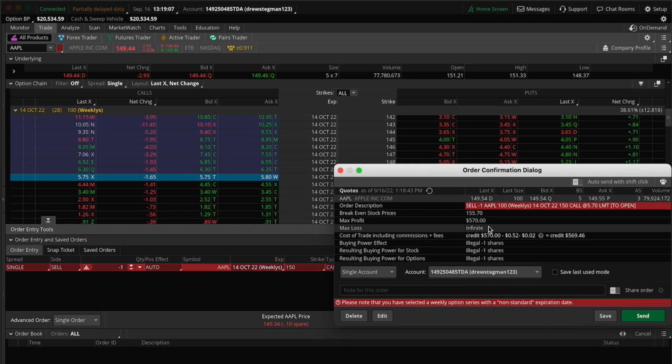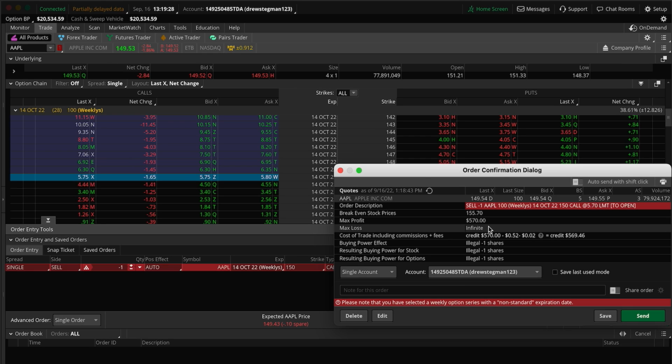So your max loss will be offset by the shares you own. Now, technically, the company can still go bankrupt. Okay, so that's another risk to consider. If Apple were to go bankrupt, news came out, the stock sells off 100%, that's still technically your max loss because the shares would be worthless in that case, and the max premium you get is the 570. So that's just something to keep in mind.